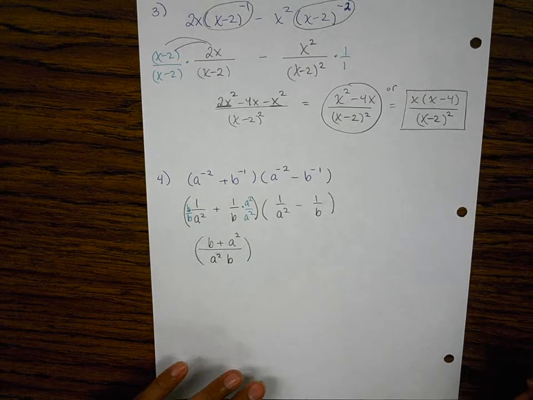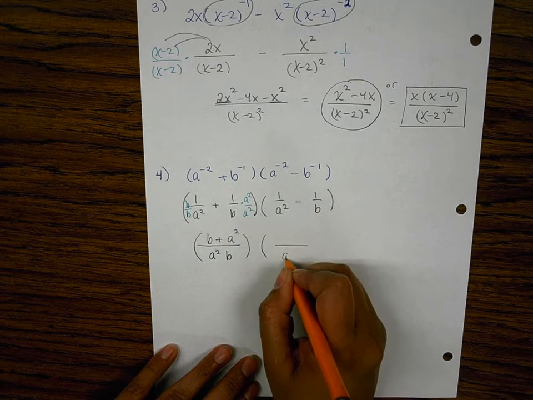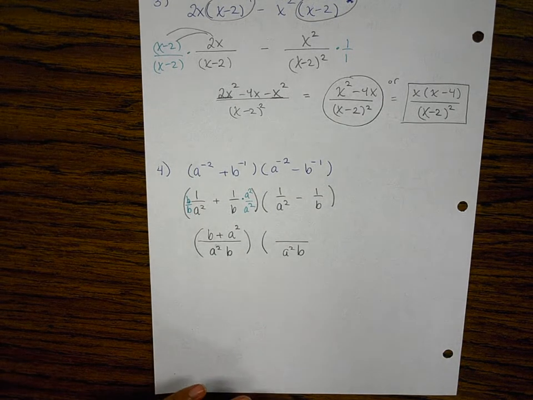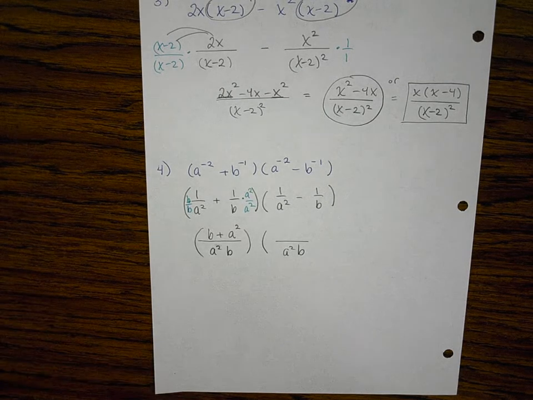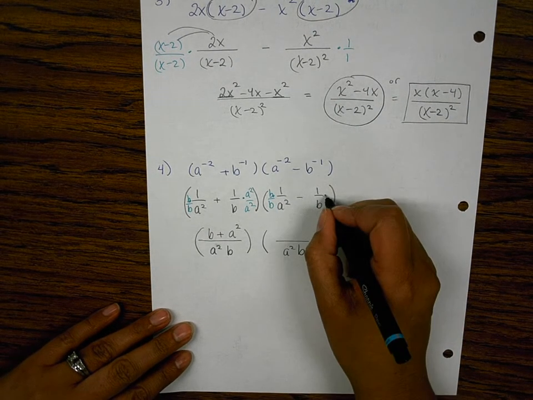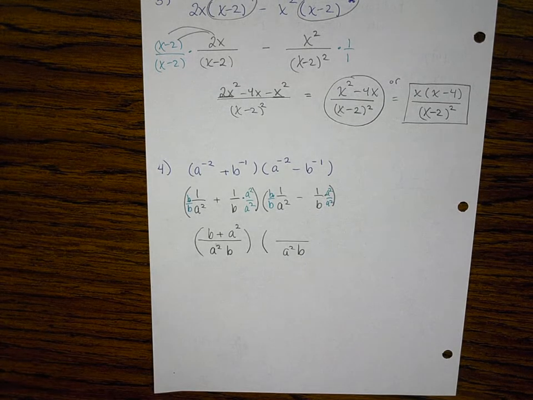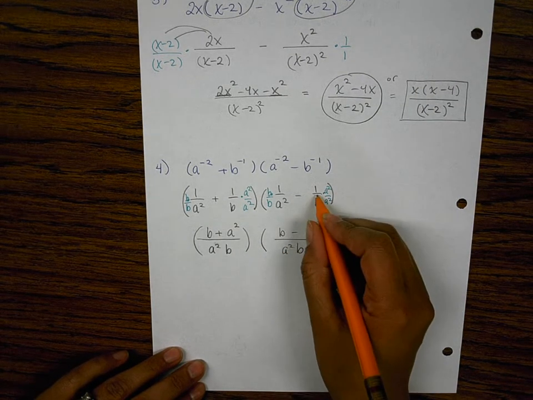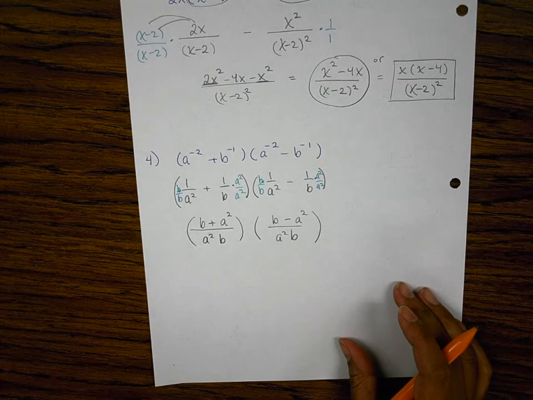I'm going to work with this one, 1 over a squared minus 1 over b. And then I need to find the common denominator, which again is a squared b. And we're going to multiply by what is missing. This first one is missing the b, because b times a squared is a squared b. The second one is missing the a squared. Again, b times a squared is a squared b. And b times 1 is b, minus 1 times a squared is a squared.